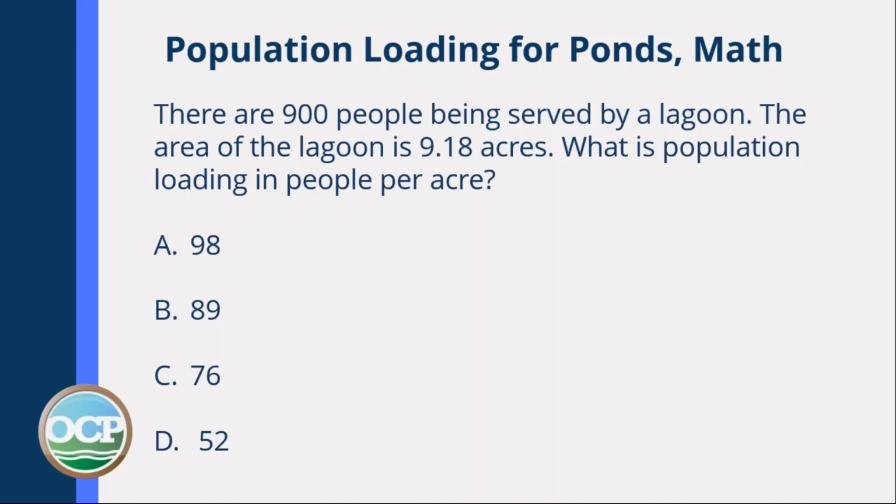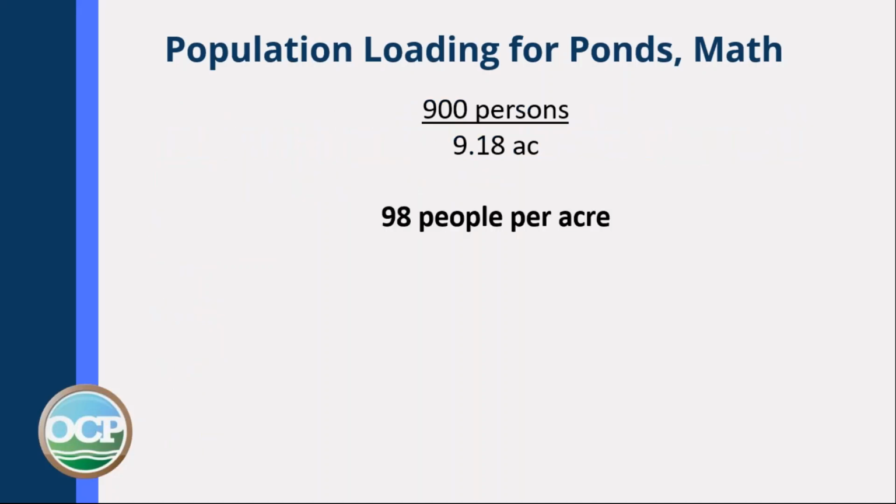Okay, what'd you get for the answer? Correct answer, A, 98. This one was fairly easy. You had the people, and we gave you the acreage already of the pond. So it's just 900 people divided by 9.81 acres is 98 people per acre.